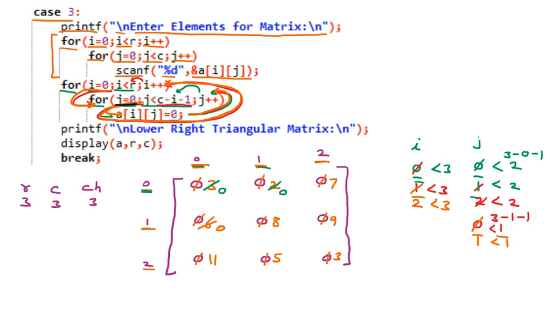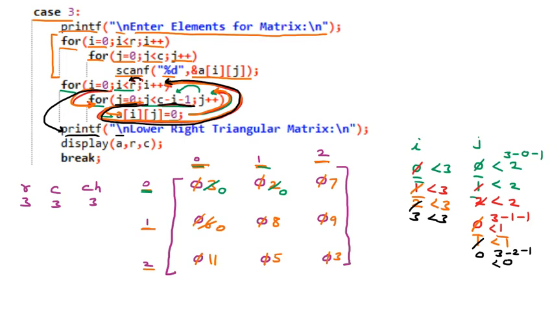j equal to 0. So j is again starting with 0. j is less than c minus i minus 1. What is c? 3. Minus i. What is i? 2. Minus 1. 3 minus 3, 0. 0 less than 0? False. Again the condition is false. So it will go back. Nothing is running. i plus plus. i is 3. Condition check. 3 less than 3. False. Coming out. So this is the answer.